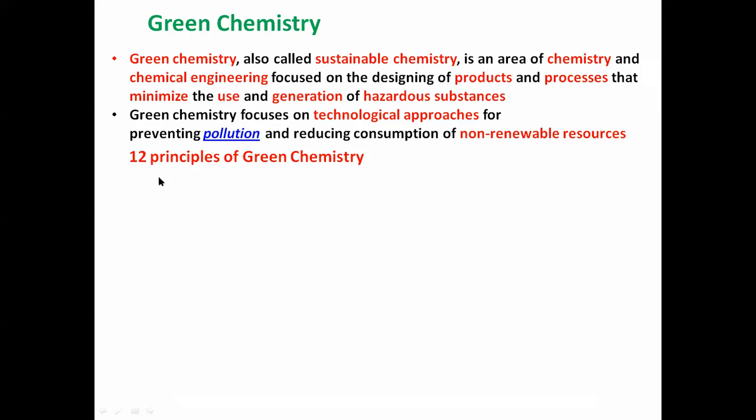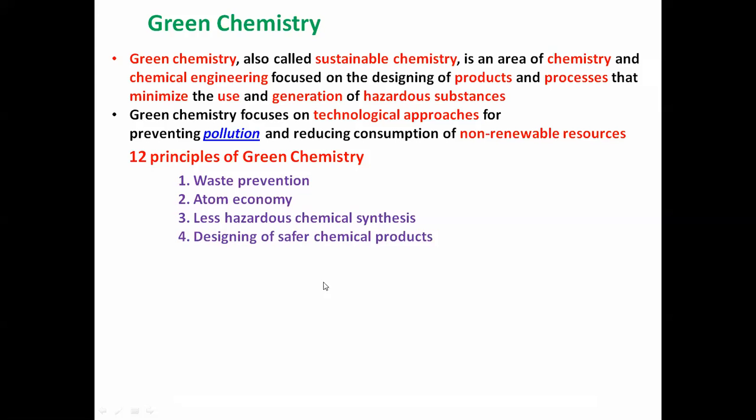So, 12 principles are set up by green chemistry. We have to follow these principles while setting up new chemical synthesis. First is waste prevention. We will discuss these 12 principles in detail while studying this module. We are just taking an overview. Waste prevention, then atom economy, less hazardous chemical synthesis, designing of safer chemical products. If you look at these four points, you will understand what the present problem is and how to resolve it by adopting green chemistry.